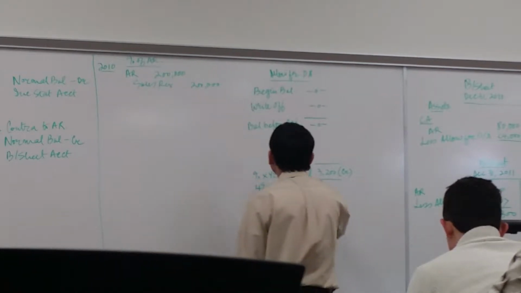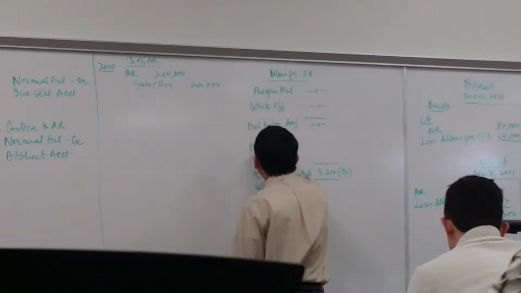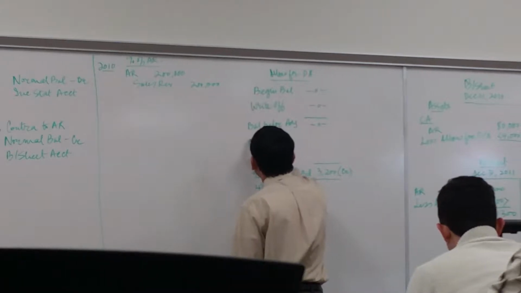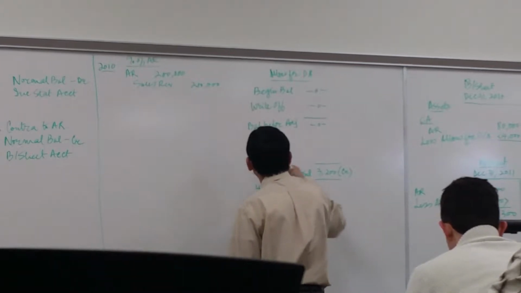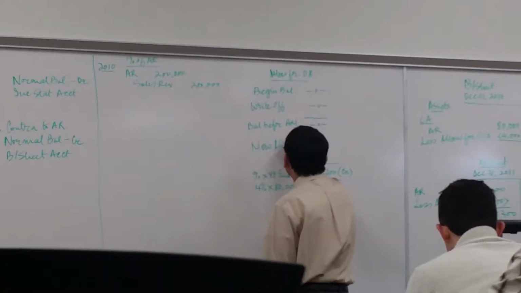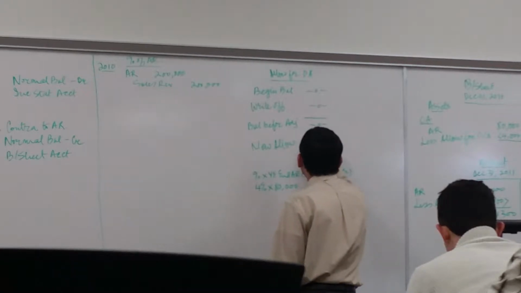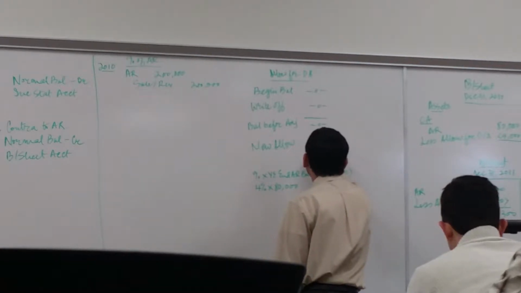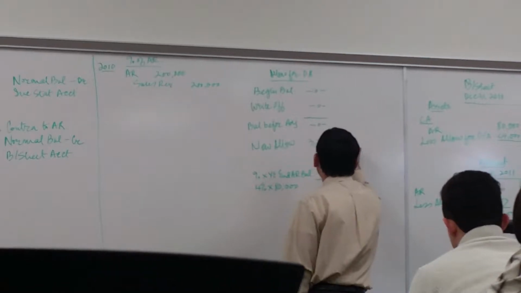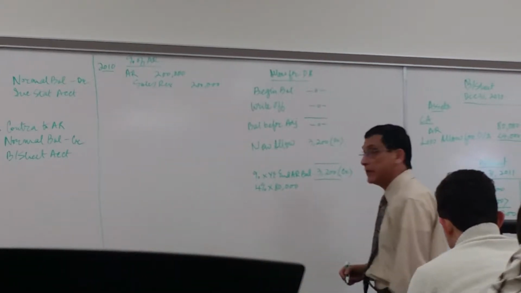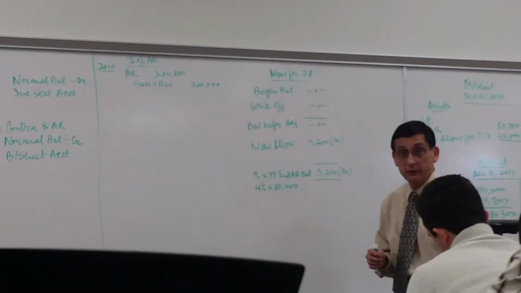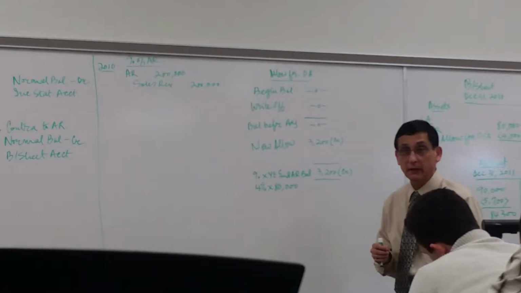How much new allowance to create? How much new allowance would I need to create so that I end up with 3,200? Would I create the allowance by 3,200? If I credit that account by 3,200, would I get my ending balance of 3,200? Got it?